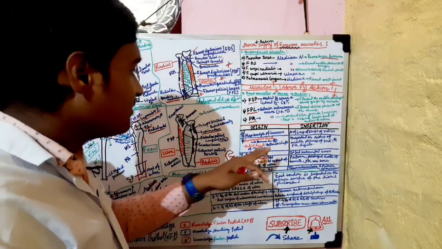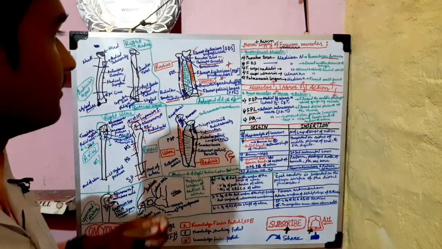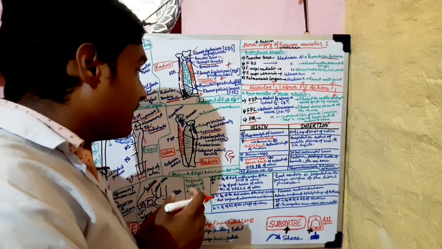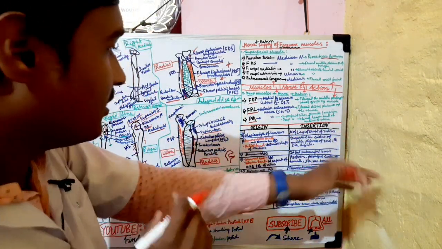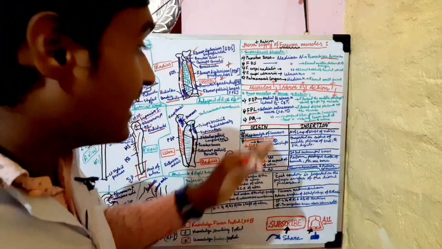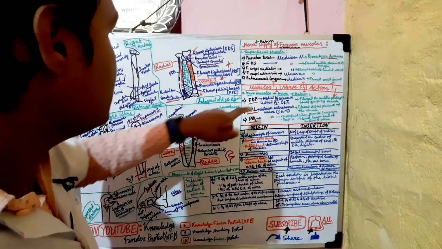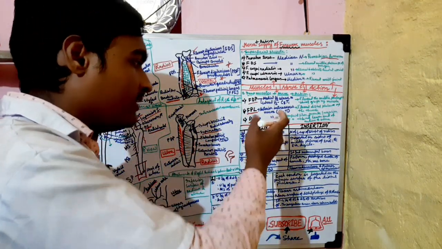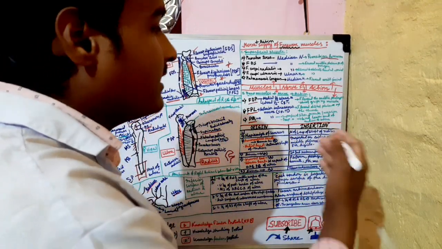Okay, the origin of the pronator teres: here is the medial epicondyle of the humerus. M means the medial epicondyle of humerus, and it is inserted on the medial and lateral aspect of the shaft of the radius. So the pronator teres originates from the medial epicondyle of the humerus and is inserted on the lateral shaft of the radius.